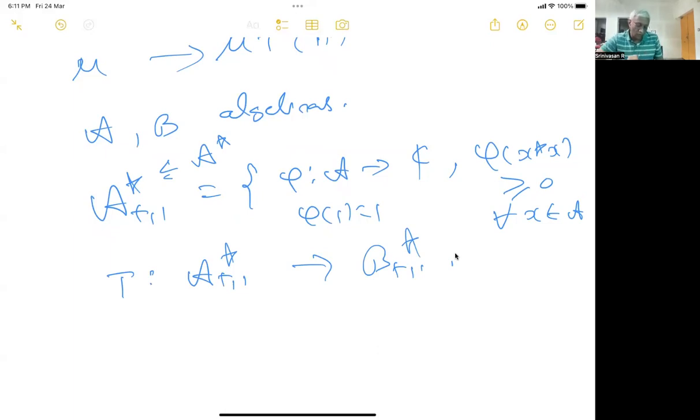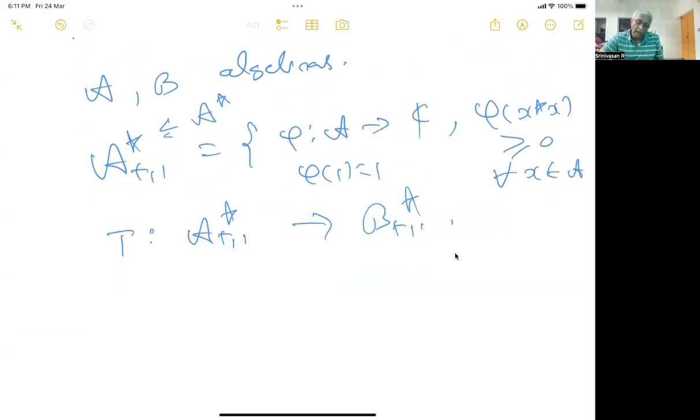Further, we want one more condition. This is a convex set, right? You can take a convex linear combination of states, and that will again be a state. For linear functionals you can take linear combinations, but if you take a convex linear combination, it will be a state again. So T has to be an affine map. That's a property we will require. It is satisfied in the measure case, so we had better have an affine map.